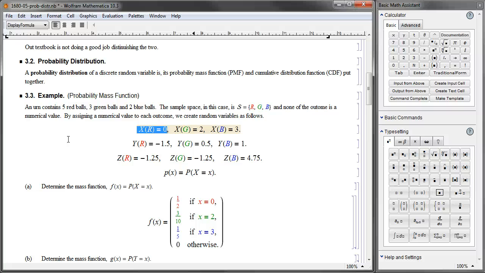That corresponds to the red ball. When small x is 2, that means the capital X takes the value 2. That corresponds to the green ball. So the probability is 1/3.